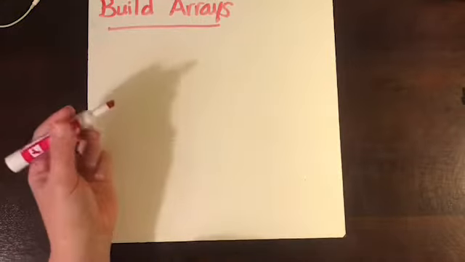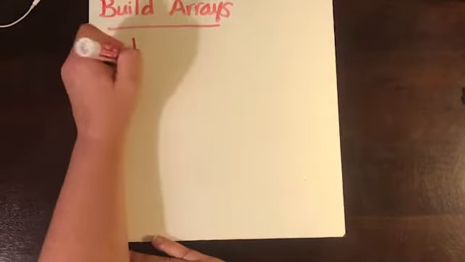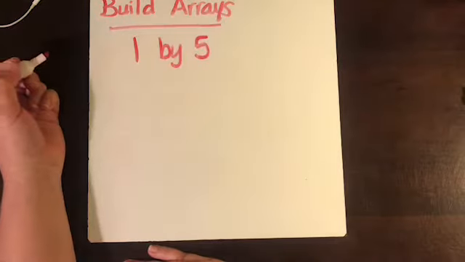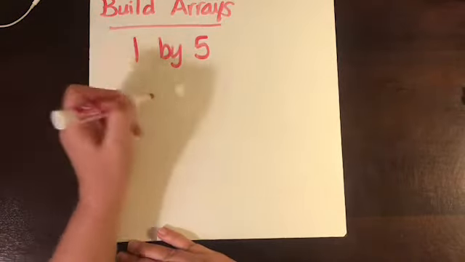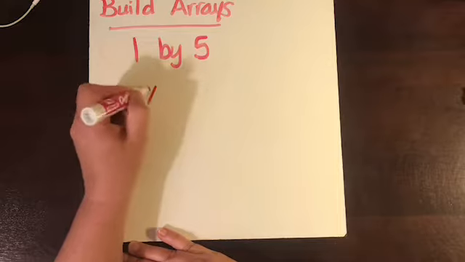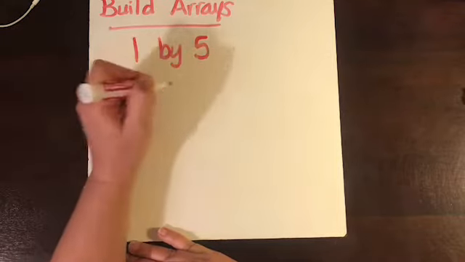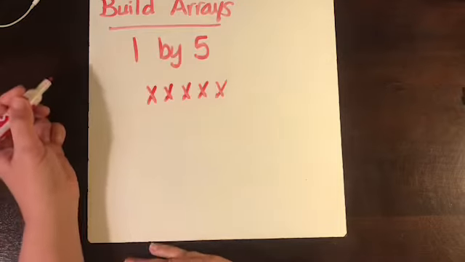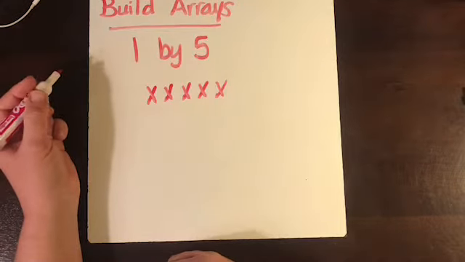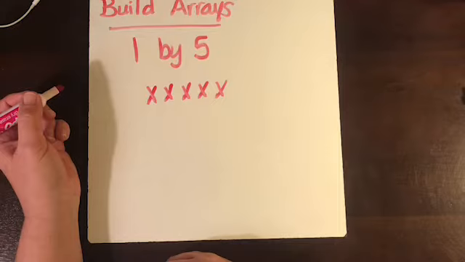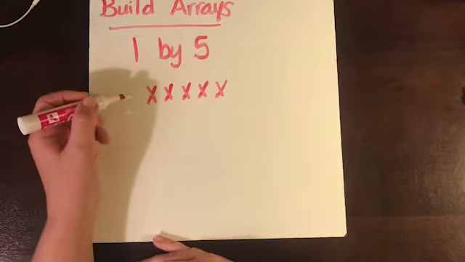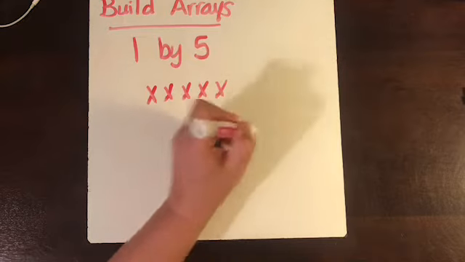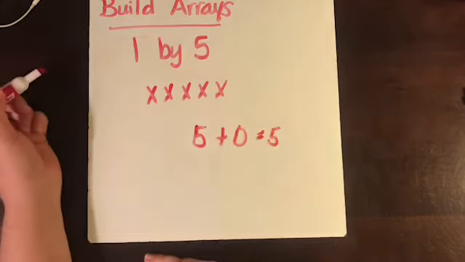All right, let's do a 1 by 5 array. How many rows? 1. How many are going to be in each row? 5. 1, 2, 3, 4, 5. So what would my number model be? I'm adding my rows. So 5 plus 0 equals 5.